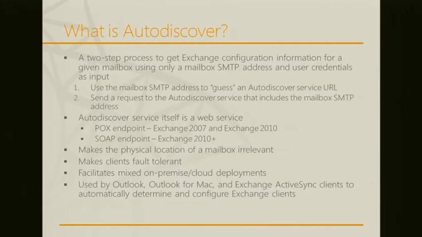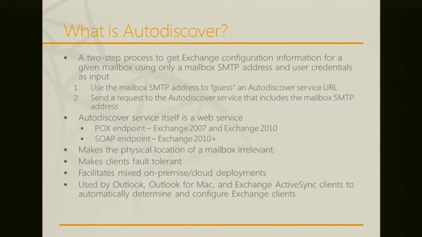We have publicly published what the algorithm is: a way to try different combinations of URLs constructed from the user's SMTP address to guess what the Exchange endpoint might be. In each case, use the credentials the user has provided and try to authenticate to the endpoint, if that endpoint actually exists. Once that step succeeds, you get back a configuration, an XML file with the settings you asked for.